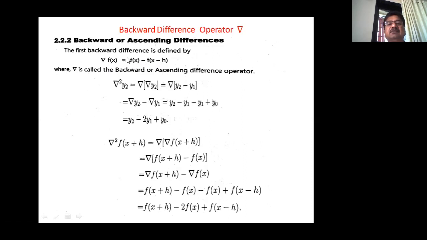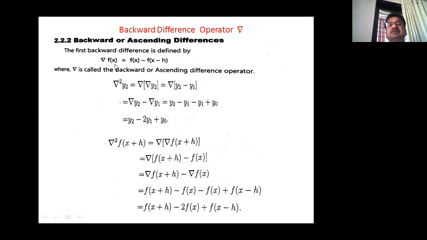That is the value at the same point of the function f minus the value at the previous point. So what is the previous point of x? x minus h is the previous point. Okay, and so this is the definition of del fx. That is the definition of the backward or descending difference operator.